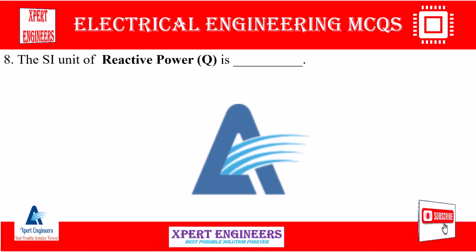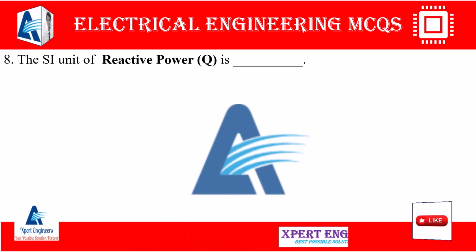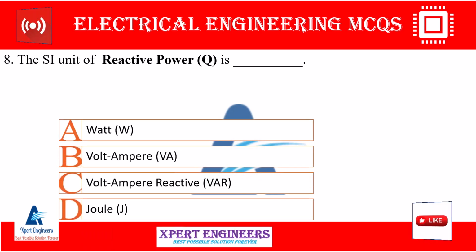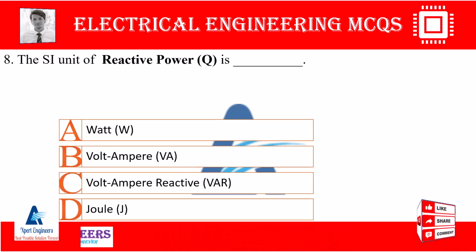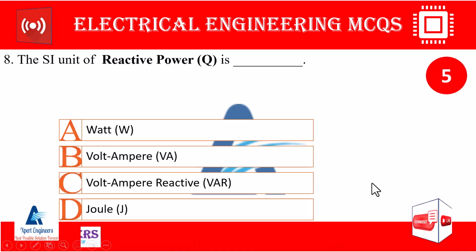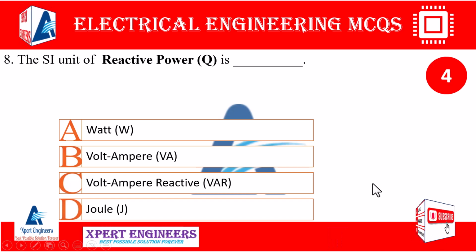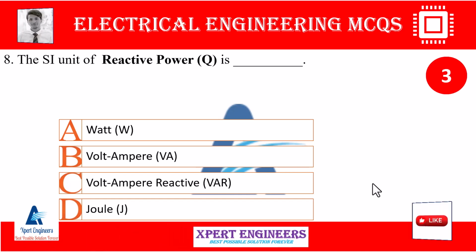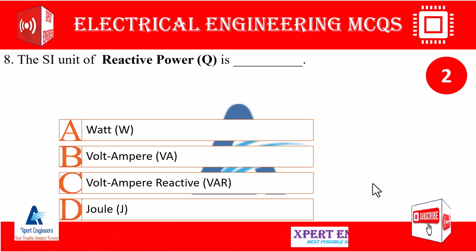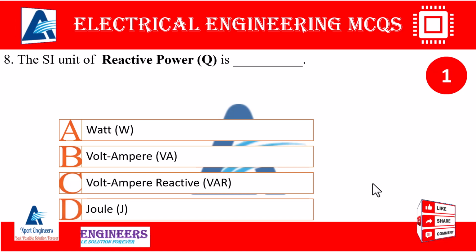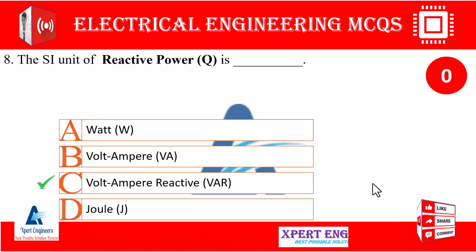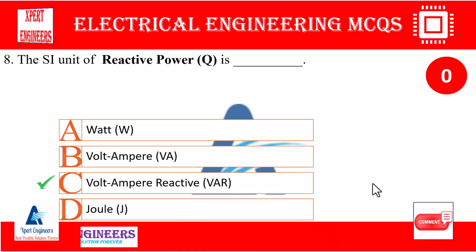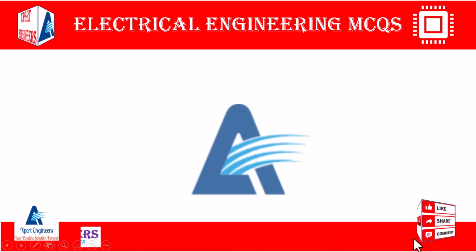Next is the SI unit of reactive power is dash. A. Watt, B. Volt ampere, C. Volt ampere reactive and D. Joule. The correct option is C. Volt ampere reactive. The SI unit of reactive power is volt ampere reactive.